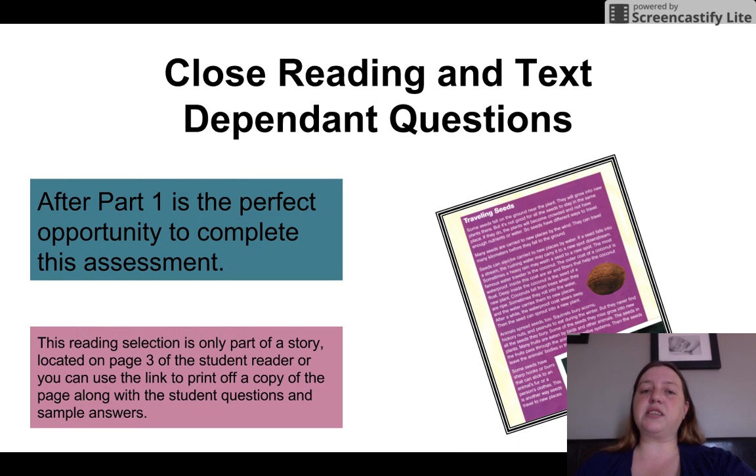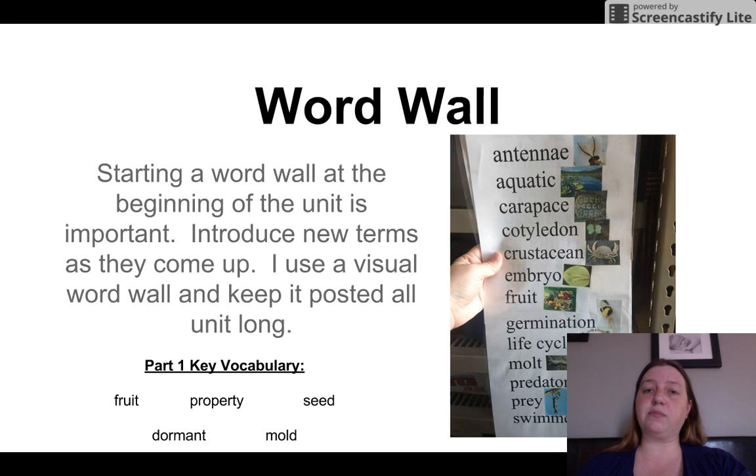Close reading and text-dependent questions. So after part 1, it's a perfect opportunity to complete this assessment. Have the students read the traveling seeds. This is only part of the story that's located in the student readers. It's just on page 3. So you can either use the student reader or you can print it off of the BPS Science Weebly along with the student question and then sample answers for correcting.